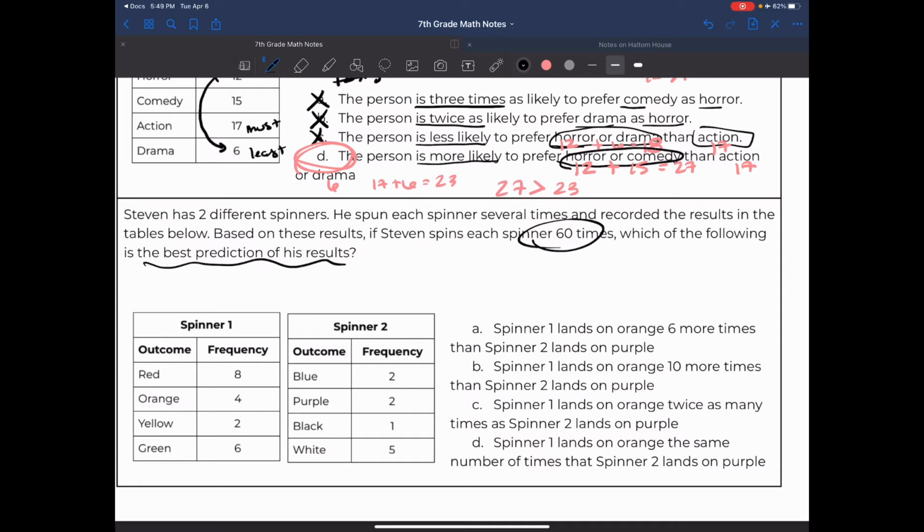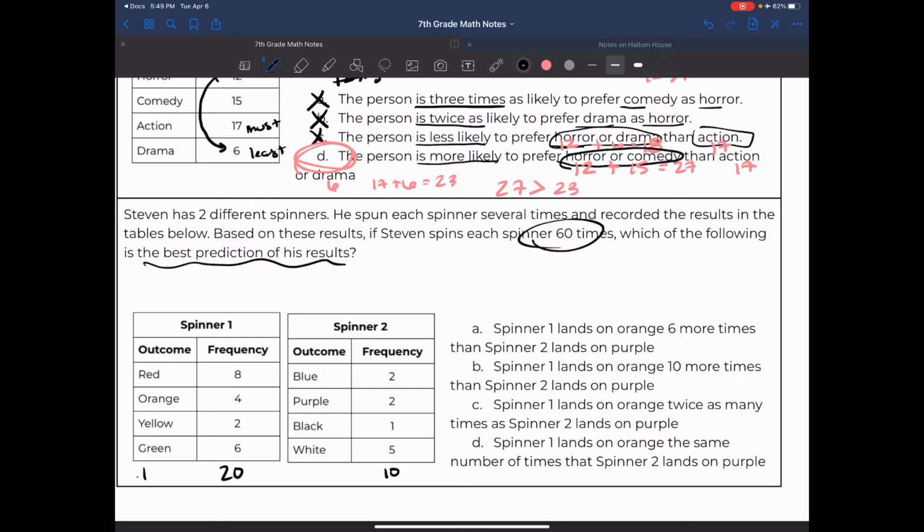So once again, I need to go through every single answer choice and figure out which one is the correct answer. So looking at spinner 1, I see red has 8, orange has 4, yellow has 2, and green has 6. If I add all of these up for spinner 1, that's 12, 13, 14, that's 20. Spinner 2 was spun a total of 10 times.